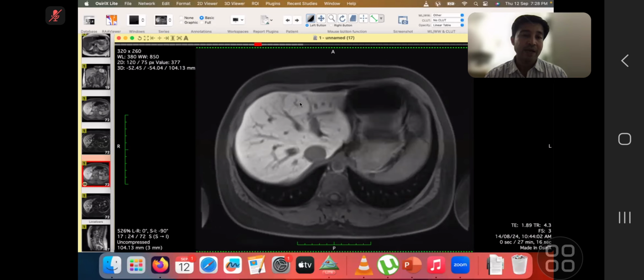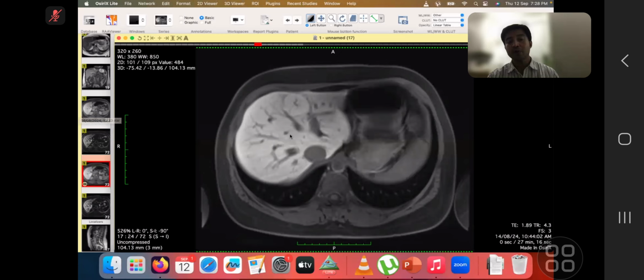So the way to differentiate an FNH from HCC, from fibrolamellar type of HCC, is that fibrolamellar HCCs can be made out more distinctly from the liver parenchyma, whereas FNH will be blending with the liver parenchyma. And the central scar in FNH will be hyperintense on a T2 weighted image.